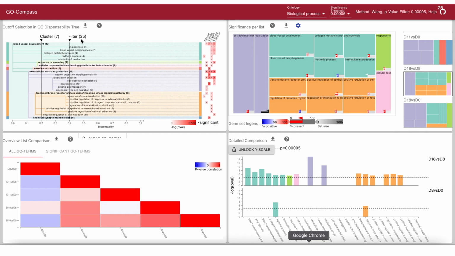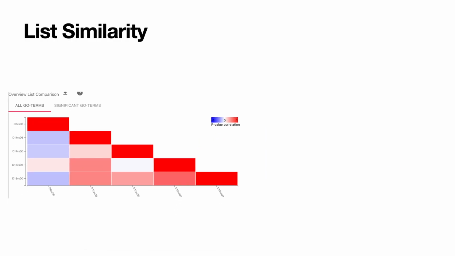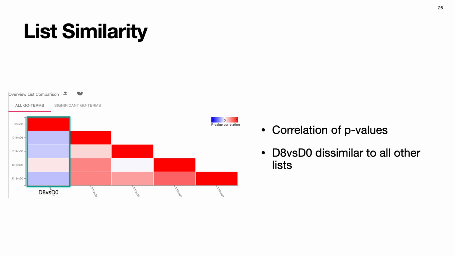Next, we are going to see how similar the lists are on a global level. This heat map shows the correlation of p-values between the different lists. Thereby, users can gain a quick overview which lists are similar and which are distinct. Here, one list, day 8 versus day 0, seems to be very dissimilar to the other lists, indicated by the negative correlation. However, there is one list, day 18 versus day 8, with which it has a slightly positive correlation.